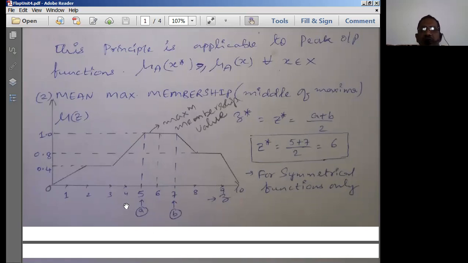Now these are the limits that we are going to take here, and at this value you got 5, at this transition you got 7. So what is the mean value of this entire membership function? It is simply (5 plus 7) by 2. If you take the first extreme element as a and the second extreme element as b, then you have to find the mean of a plus b. In this case it is (5 plus 7) by 2, therefore it will be equal to 6. So 6 is going to be the mean maximum membership value. This is how we find the mean maximum membership value.